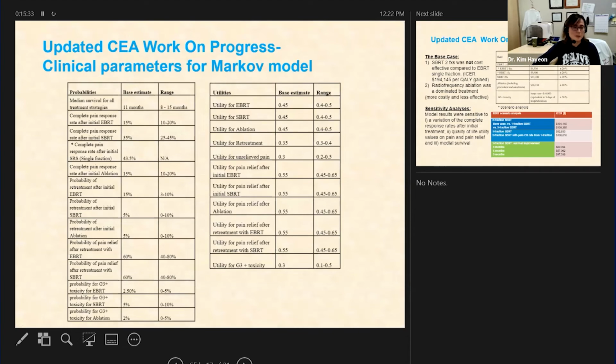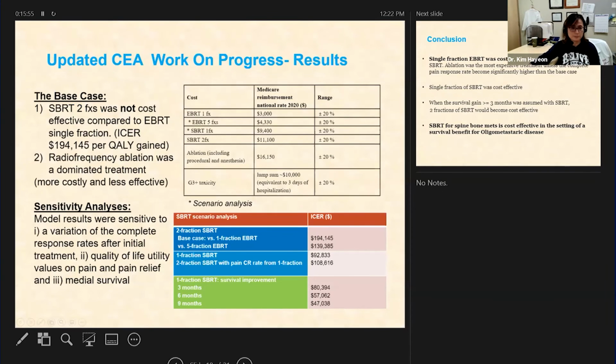This is a little bit of a busy slide, but I just want to show you the clinical parameters for the Markov model. All the median survival, complete pain response rate, retreatment rate, toxicity rate, and utility values are all plugged into the Markov model, and then we do the analysis. The next slide will also show cost. Medicare reimbursement cost as of last year. This is our updated cost.